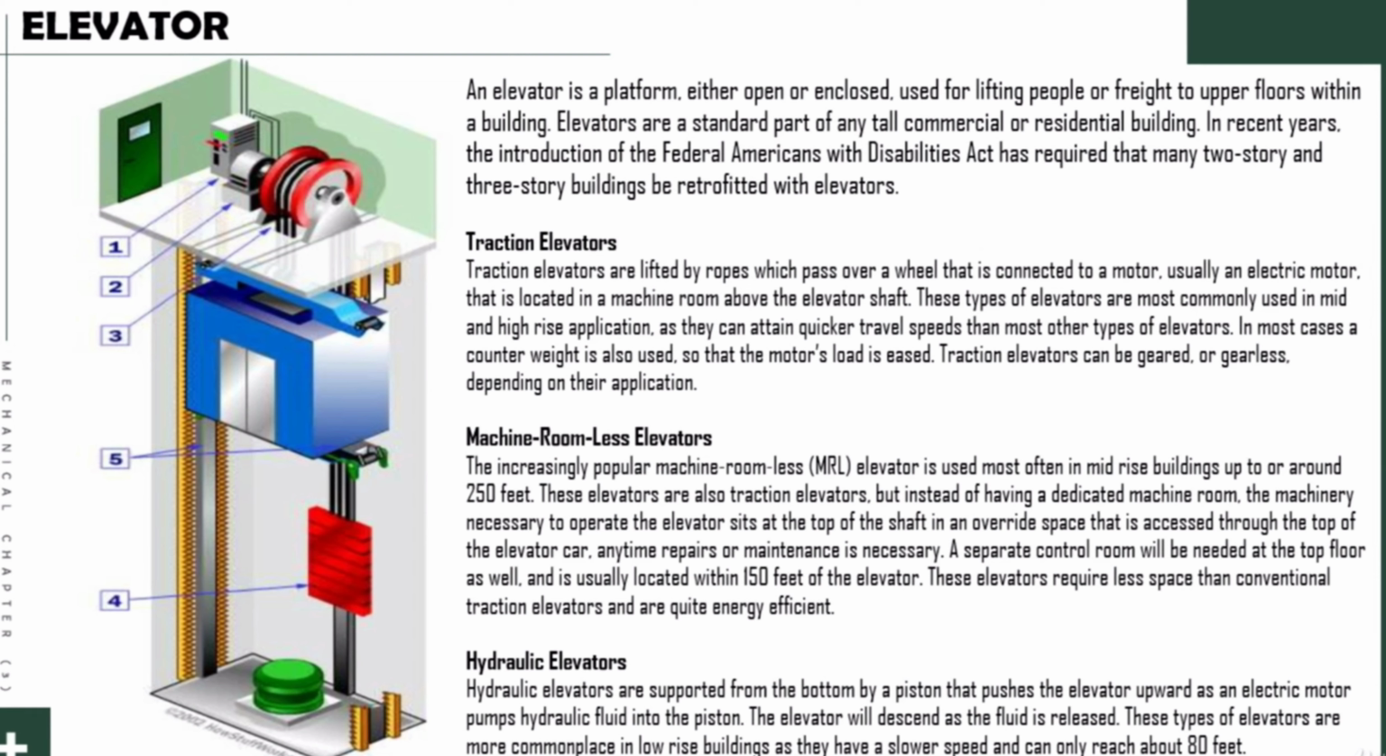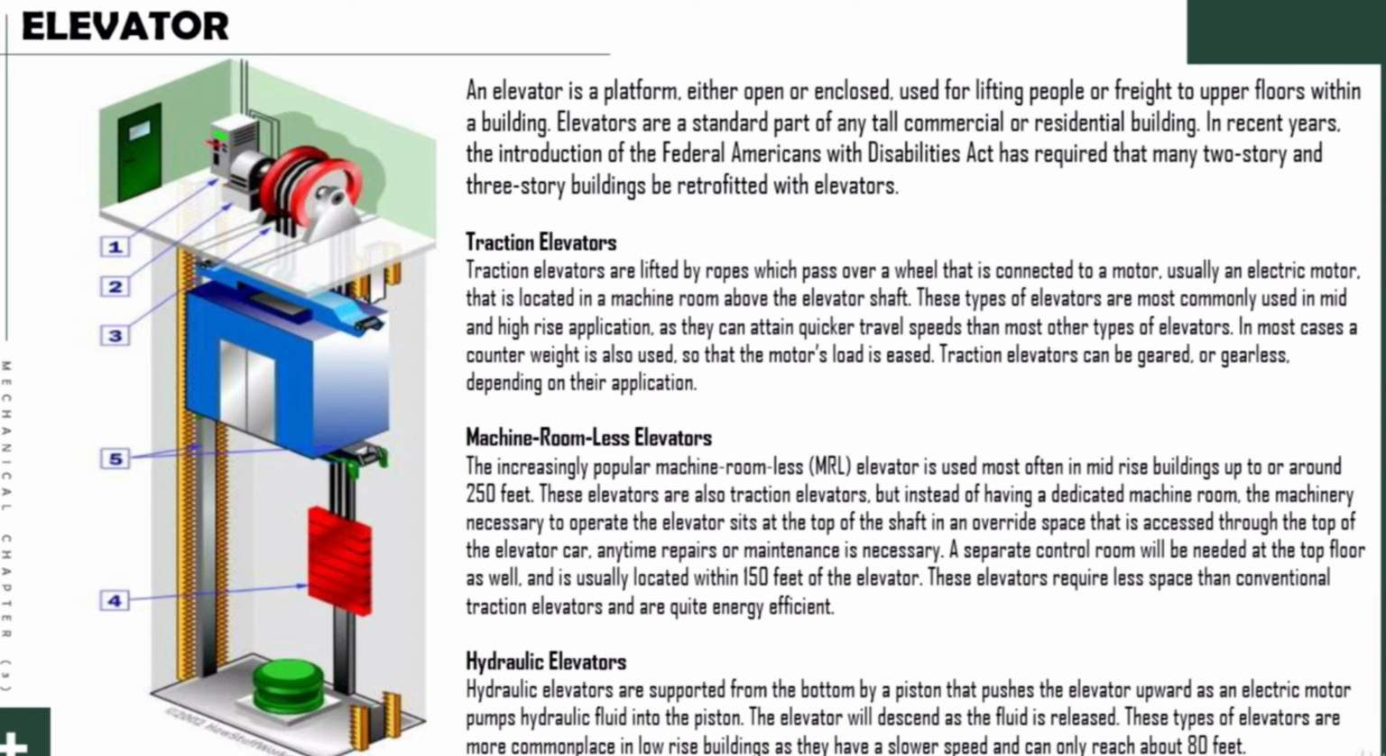retrofitted with elevators. And also there are many types of elevators: traction elevators, machine room-less elevators, and hydraulic elevators. The traction elevators are lifted by ropes which pass over a wheel that is connected to a motor, usually an electrical motor that is located in a machine room above the elevator shaft. This type of elevator is most commonly used in mid or high-rise applications, as they can attain quicker travel speed than most of the other types of elevators.